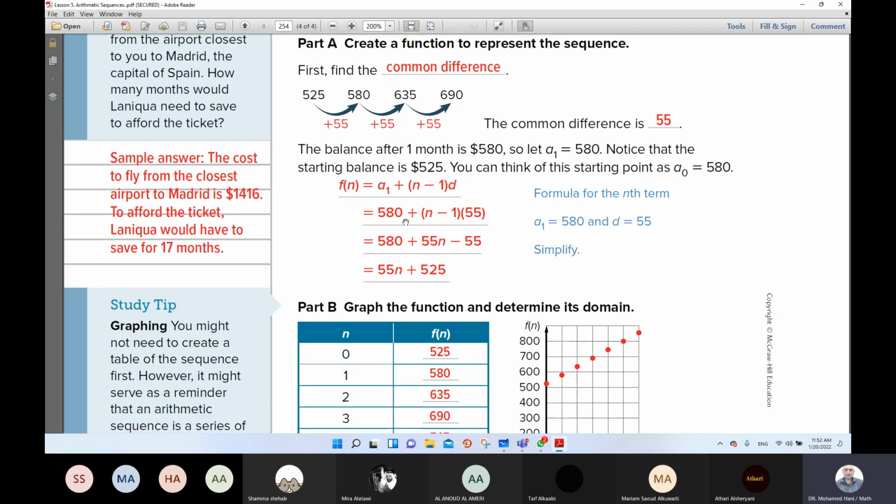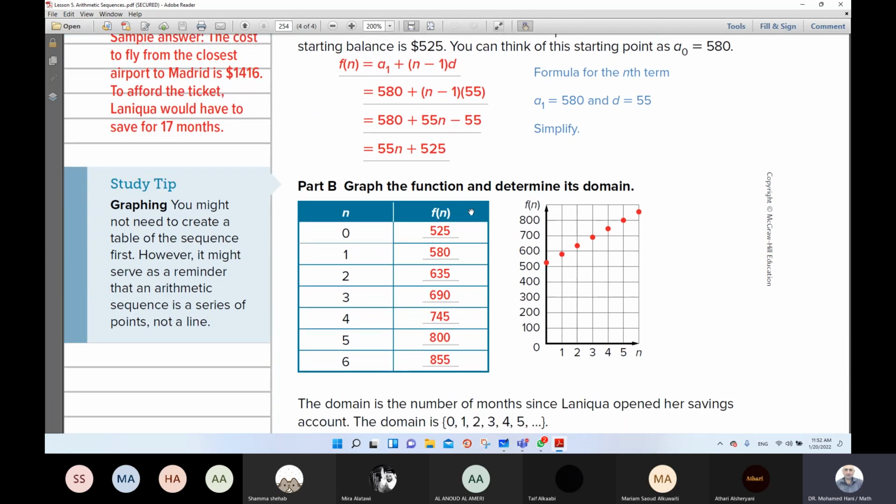So write the formula Fn equals A1 plus n minus 1 times D. A1 equals 580, plus, between parentheses, n minus 1 times the value of D, which is 55. You can use the distributive property here. Rewrite here 580 plus 55 times n, 55n. 55 times negative 1 will be negative 55. So add the like terms. 580 minus 55 will be 525, and here we have 55n.